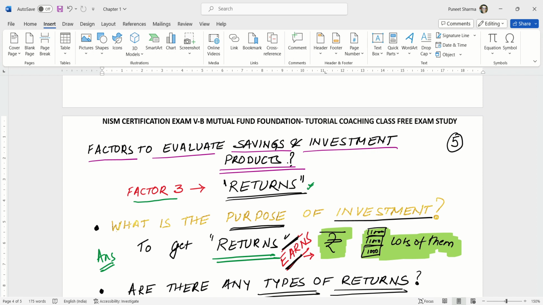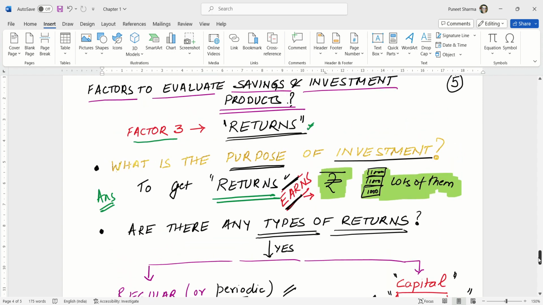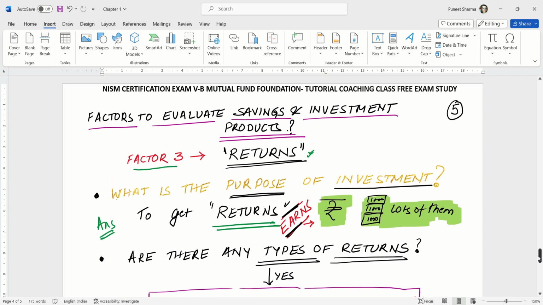Returns are nothing but the earnings which your investment does. The earning is in terms of rupees, which makes your investment yield some returns, or earnings, which give you some yield on your investment. So returns are nothing but earnings which you have because of your investment in XYZ product, XYZ financial instrument, or a physical asset like real estate or gold.